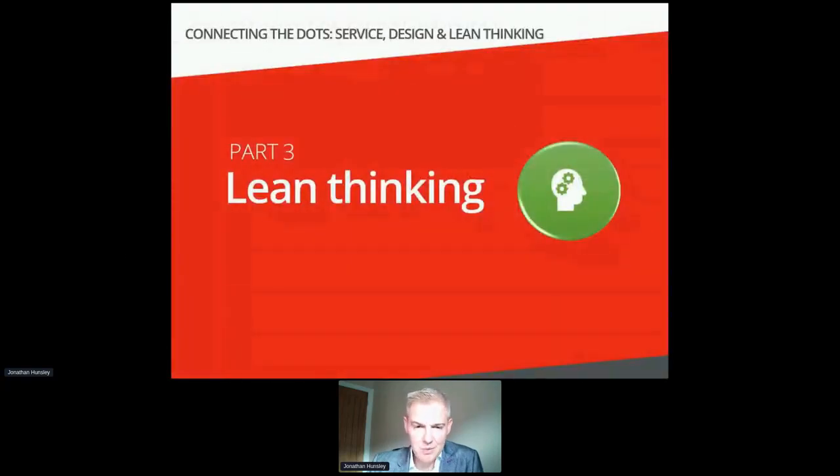Our final thinking approach that we're going to cover is lean thinking. And I will be honest, lean thinking is one of my favorite thinking approaches. And I think it does come with an extensive toolkit that's very much complementary to the business analysis toolkit.